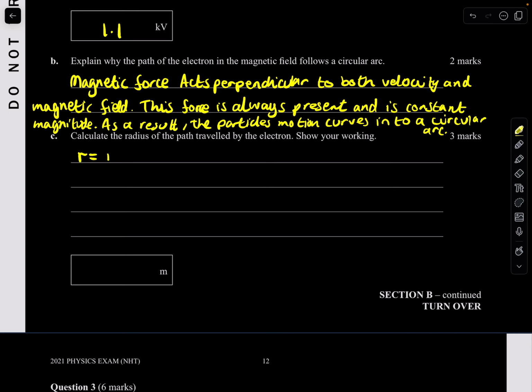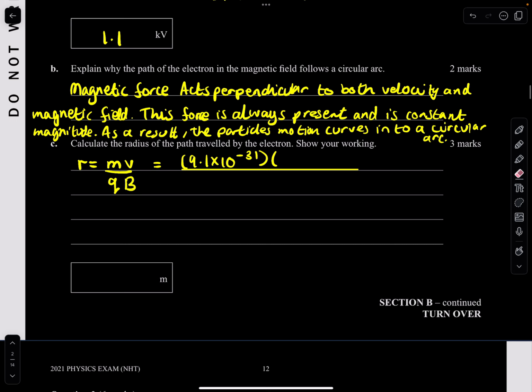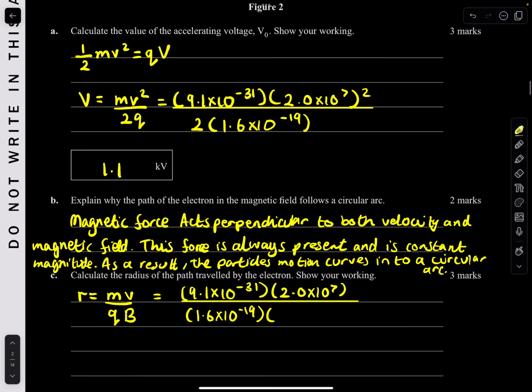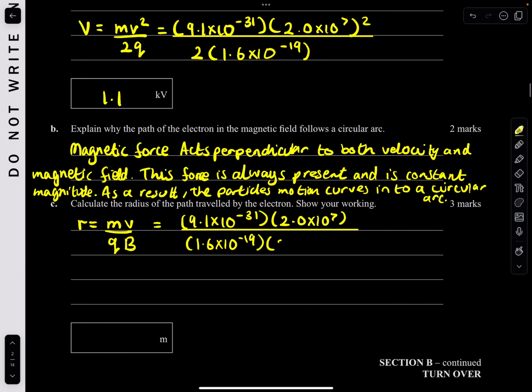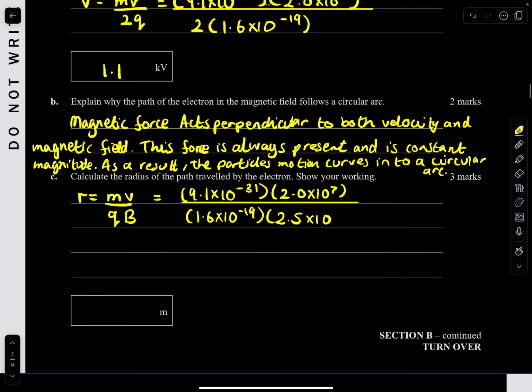So you should know that radius is just calculated as mv over qB. So just put all our information there. It's one of the nicest questions to really get. So your mass, of course, of the electron was 9.1 times 10 to the negative 31. And your velocity was stated here, 2.0 times 10 to the power of 7. The charge of the electron is 1.6 times 10 to the negative 19. And the magnetic field strength, which was 2.5 times 10 to the power negative 3.